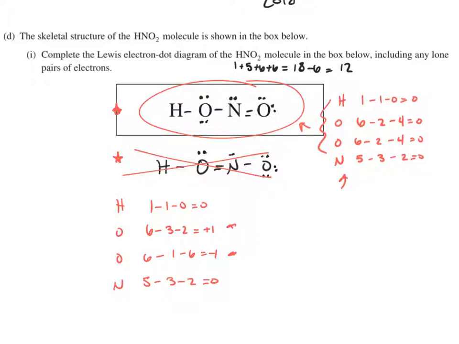Well, hopefully you picked up a little bit about resonance, and specifically using formal charge to determine which resonance structure is preferred when resonance structures are non-equivalent.